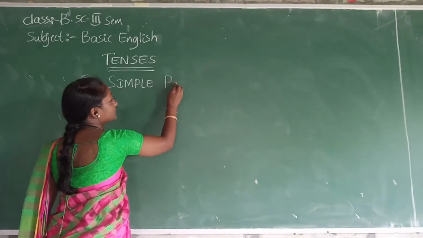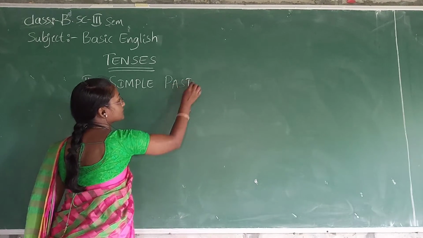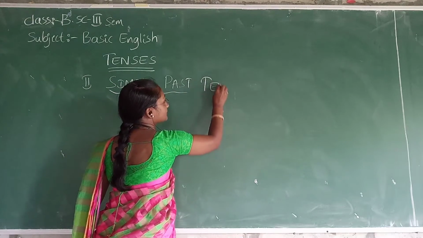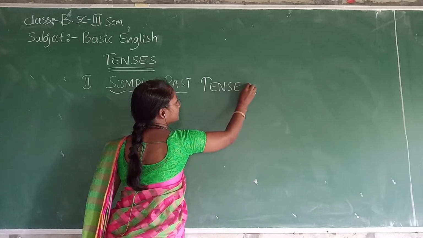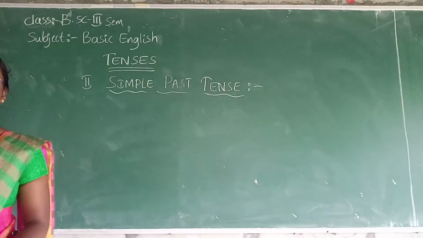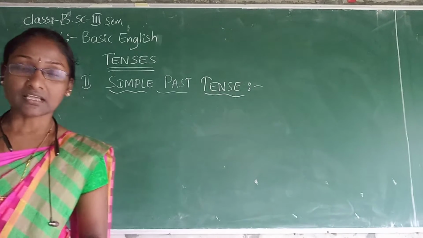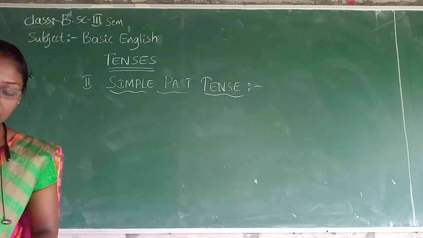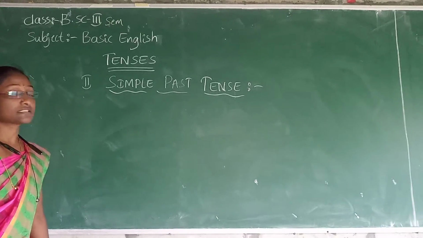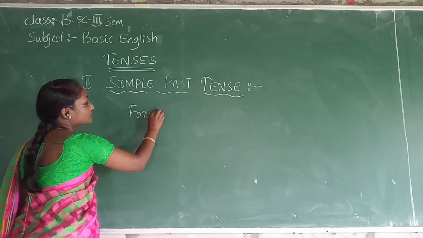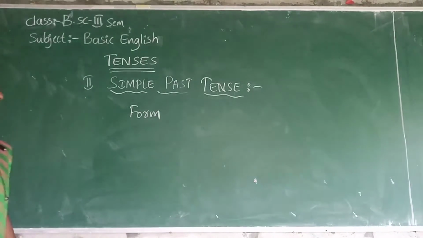Simple past tense. It is used to express an action or event in the past. We use simple past tense. There is a form by which we can frame past tense sentences.